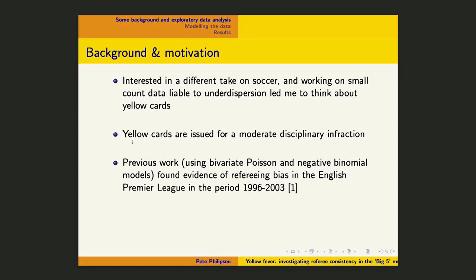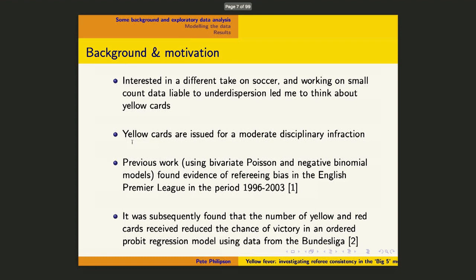So there's not much work been done on yellow cards, probably for the reasons I said before. People are interested in goals, because that's how you win games. But yellow cards has been studied a little bit. One bit of work used a bivariate Poisson model and a negative binomial model. But they basically gave a tariff to a yellow card and a red card and studied the number of disciplinary points the team would get rather than the actual raw counts themselves. And another bit of work basically used the number of yellow cards as a covariate to model the probability of victory in a Bundesliga match.